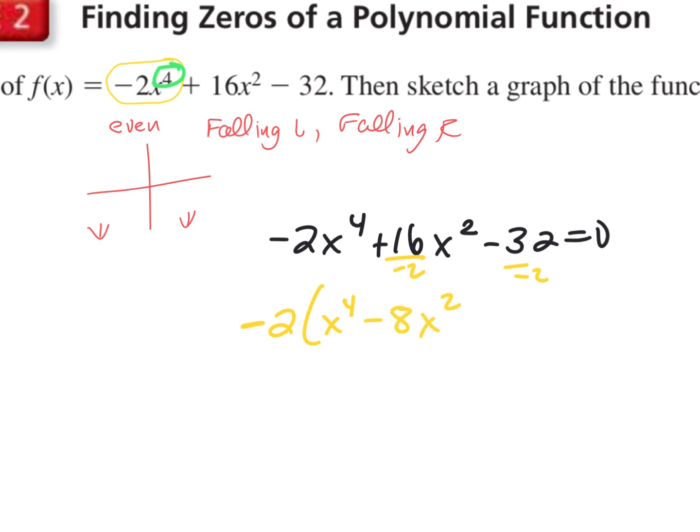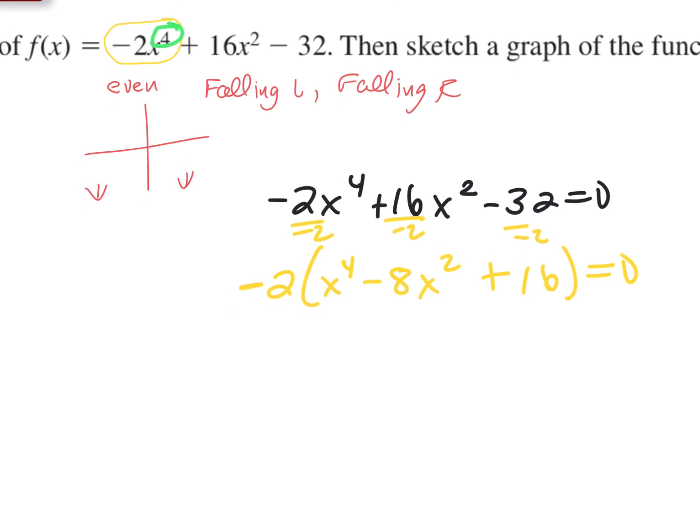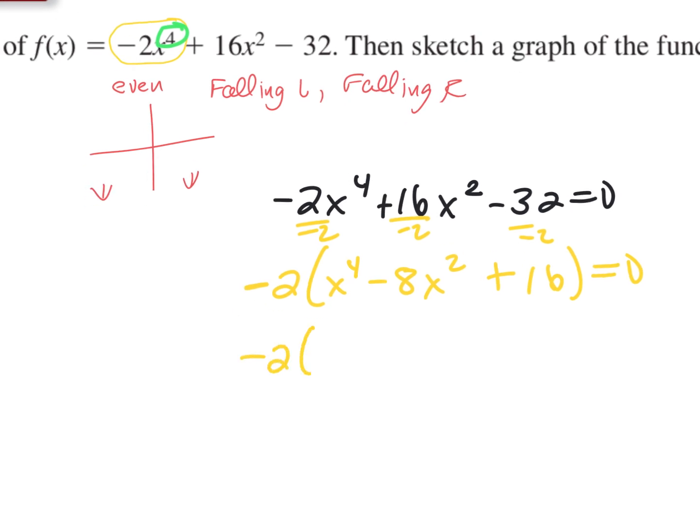Minus 8x squared plus what? 16. Why do my signs change, guys? Because we took out a negative. We divided out a negative. Sometimes it's helpful to write your number that you're dividing underneath so you can see the sign change. So this -2 is still hanging out here. We're leaving it out there.